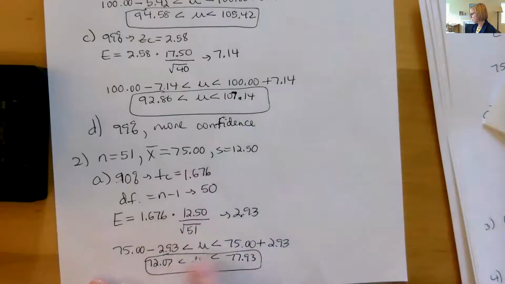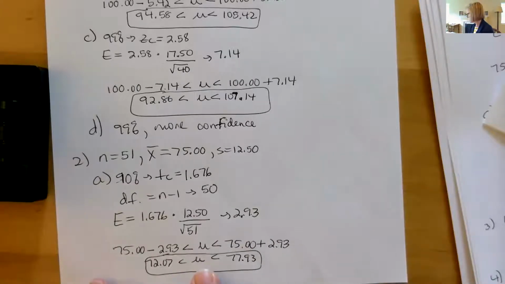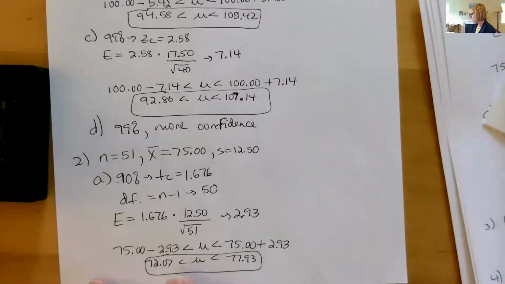our sample mean to get our endpoints of our confidence interval, which gives us $72.07 less than mu, less than $77.93. So we think that the mean cost of repairing DVRs, I think it was, lies between $72.07 and $77.93 with a 90% level of confidence. So we have a 10% chance of being wrong in that estimate.